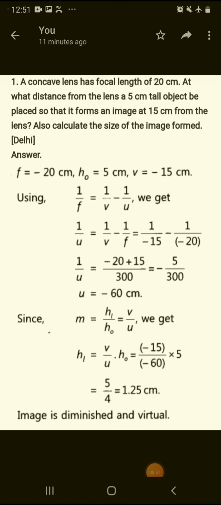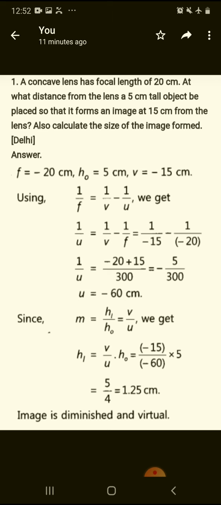Now we have another question, that is, a concave lens has a focal length. We have the focal length of the lens, that is 20. Since it is a concave lens, we will take the focal length as negative. At what distance from the lens is a 5 centimeter tall object placed? The height of the object is given to us, that is 5 centimeter. We have to find u. From the lens, v is given to us, that is minus 15. We have to calculate the size of the image.